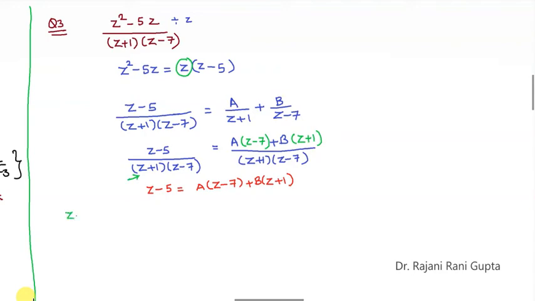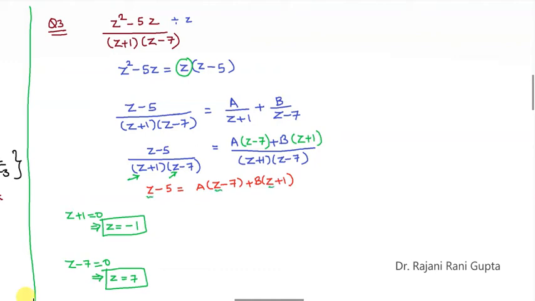So we substitute z plus 1 equal to 0. That will give you z is equal to minus 1. Okay, this is one value. Second value we'll get from here by substituting z minus 7 equal to 0, which will give you z is equal to 7. So we are going to substitute these values here, z here, here and here.